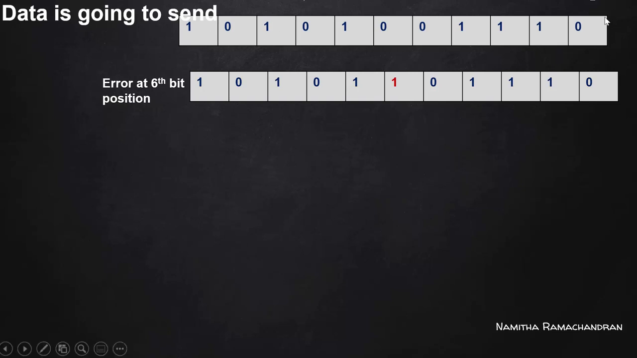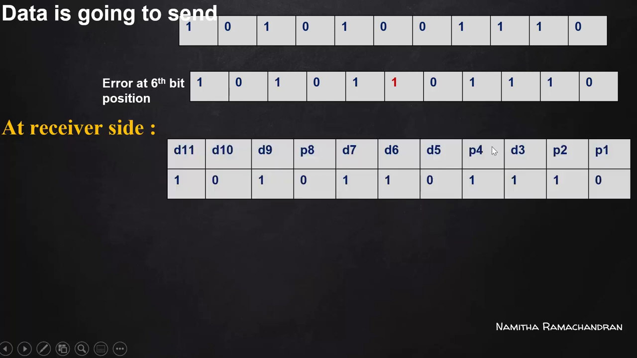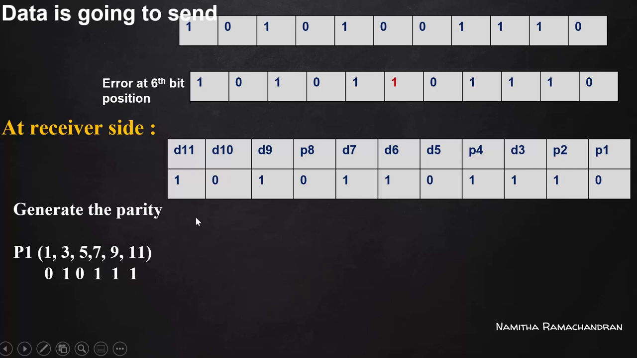Okay, so this is the actual data sent by the sender. But during transmission, here at position 6, the actual data is 0, but its value gets changed to 1. So this is a case of error. At the receiver side, this is the data which is received. Now we can follow the same procedure.